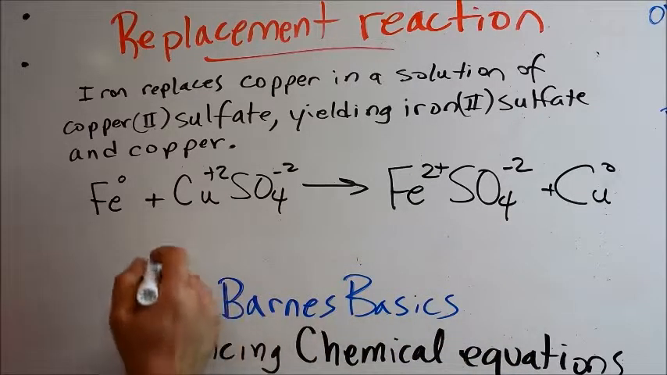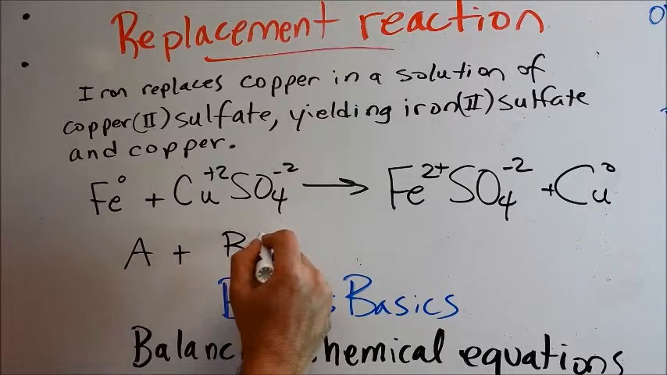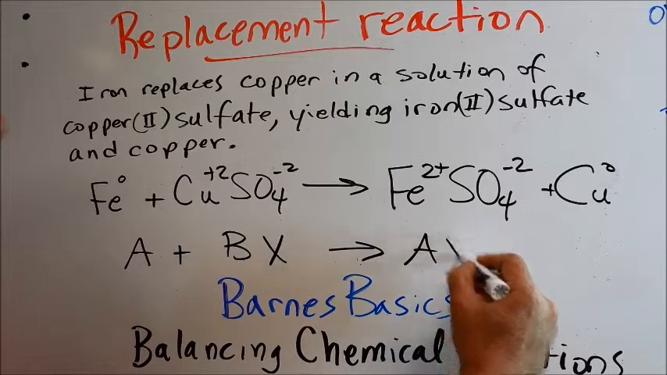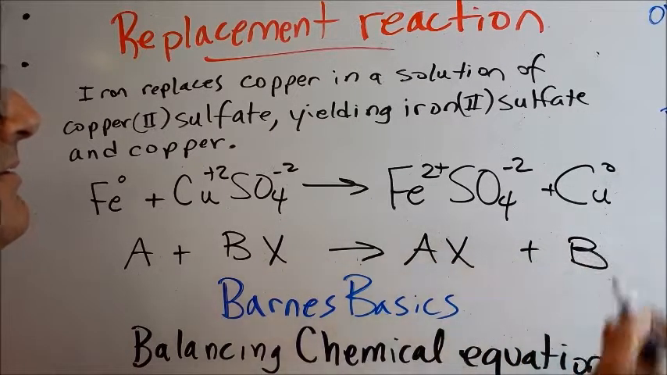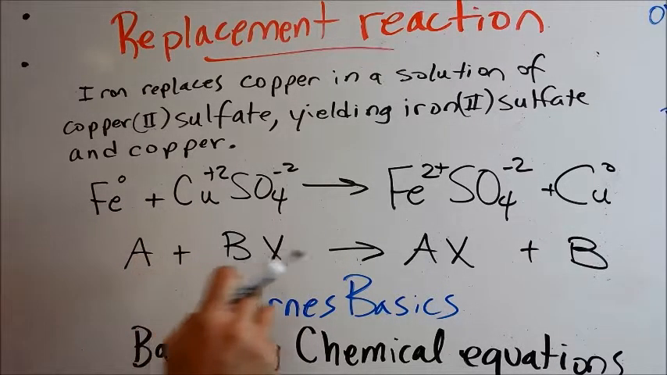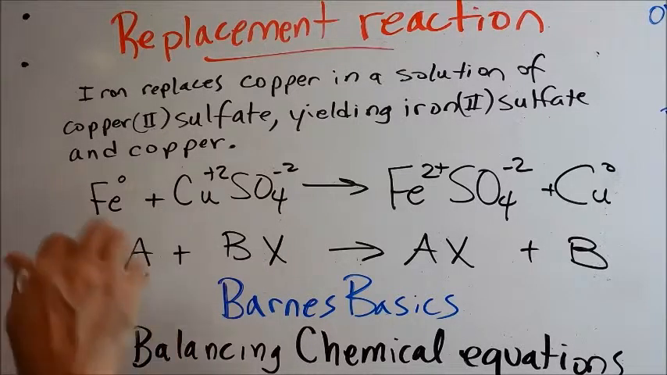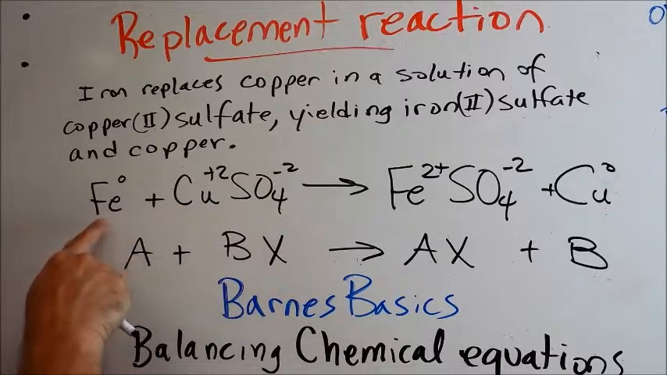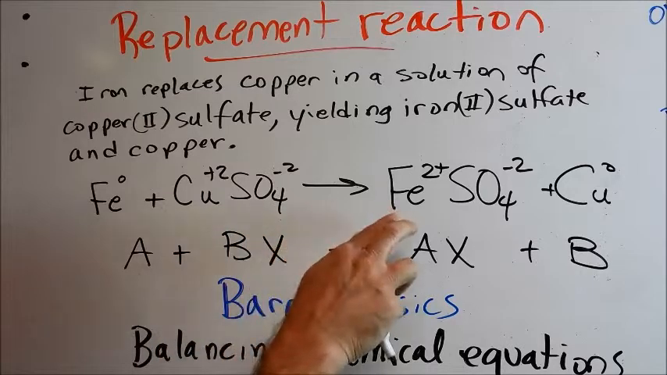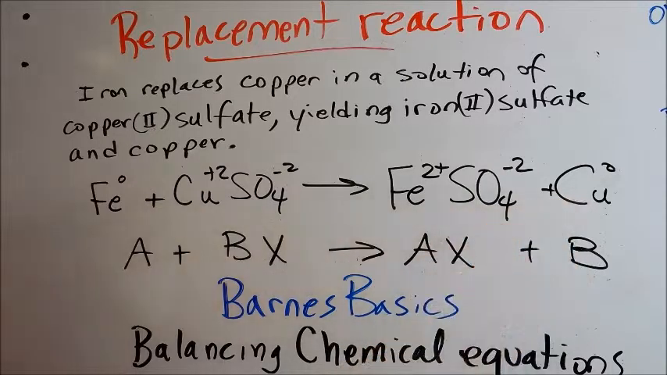So we kind of have a scheme of something like A plus BX yields AX plus B, something like that. That's kind of the formula. The A displaces the B. Yes, that is correct. In this equation, the iron is neutral, copper 2 and sulfate balance. There's really nothing to do here. Iron 2 and sulfate, those balance, they're neutral, and copper is neutral.